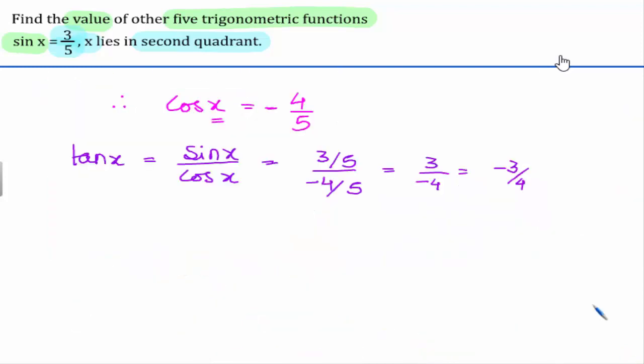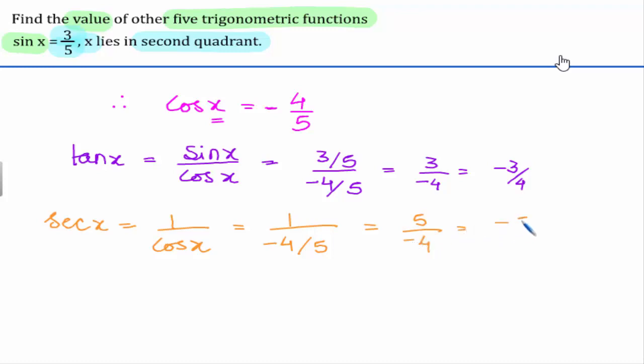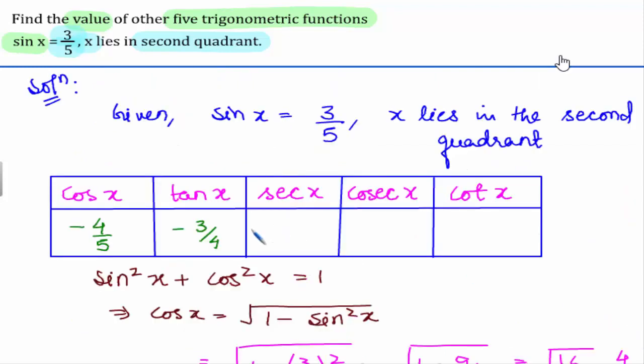Now next, let us find sec x. Sec x is given by 1 upon cos x. So we have 1 divided by minus 4 upon 5. So this is 5 upon minus 4, or this can be written as minus 5 upon 4. Therefore, sec x is minus 5 upon 4.